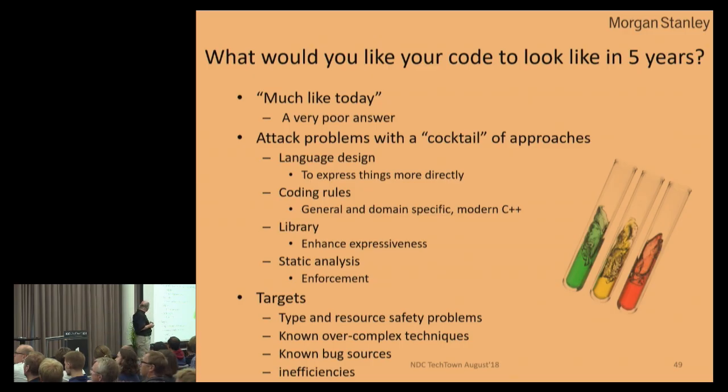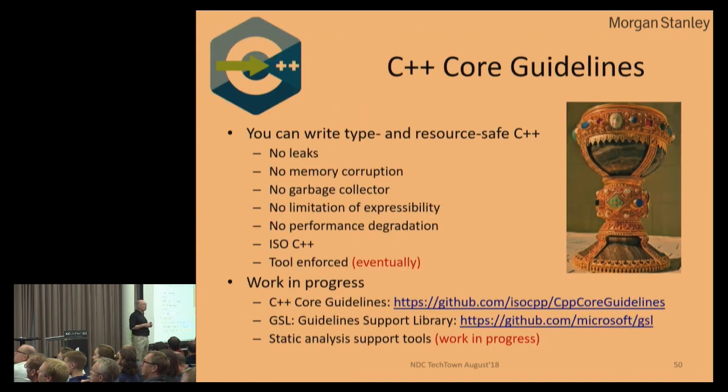So we go after overcomplicated techniques, known bug sources. Bugs hide in complicated code. Bugs correlate with certain uses of code, so we try for that, and known inefficiencies. And so this is the core guidelines. It's a joint project between quite a few people. It's open source. The main players are Morgan Stanley, Microsoft, Red Hat, Facebook, and there are a lot of people adding in. This is a very interesting group. I mean, Red Hat and Microsoft in the same meeting, a joint project. This is good. There's progress.